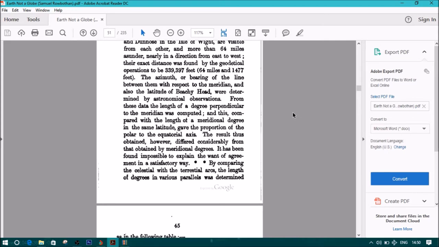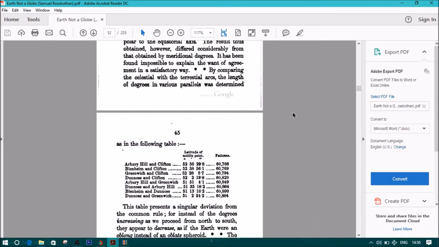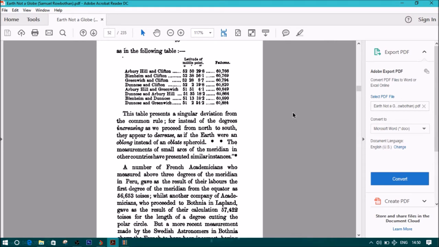By comparing the celestial with the terrestrial arcs, the length of degrees in various parallels was determined, as in the following table. This table presents a singular deviation from the common rule, for instead of the degrees increasing as we proceed from north to south, they appear to decrease, as if the Earth were an oblong instead of an oblate spheroid. The measurements of small arcs of the meridian in other countries have presented similar instances. End quote.